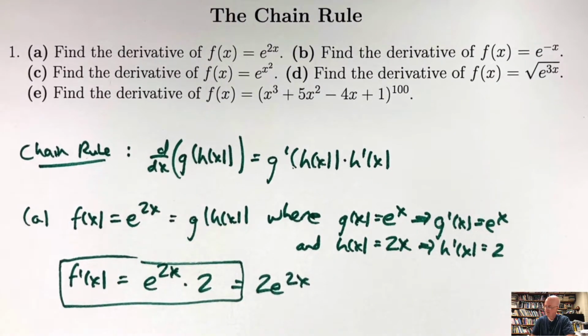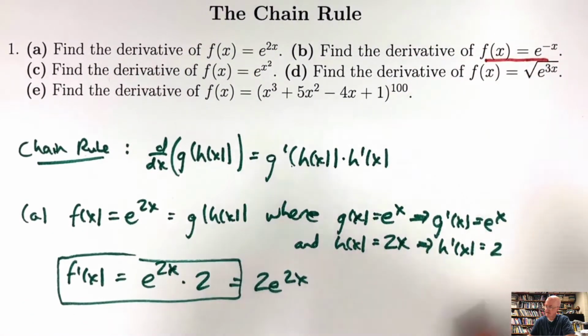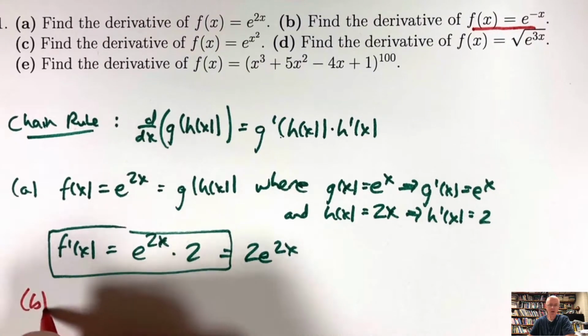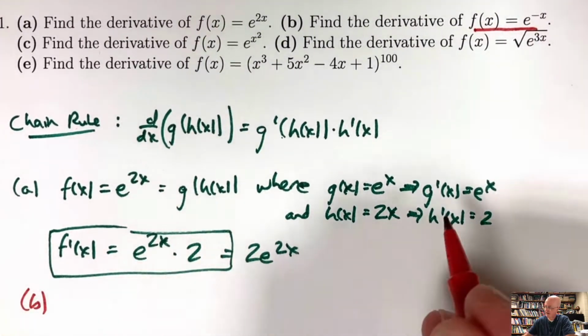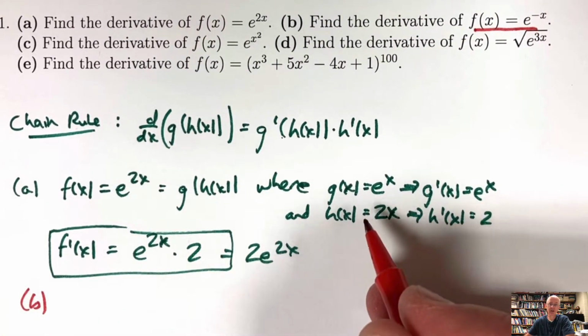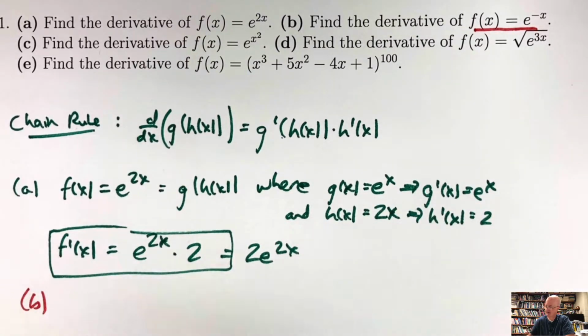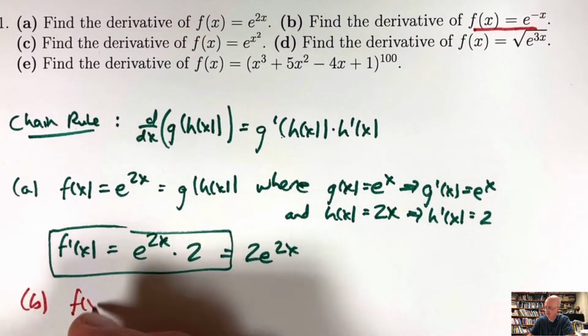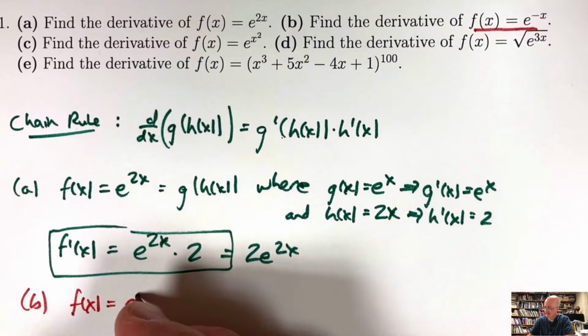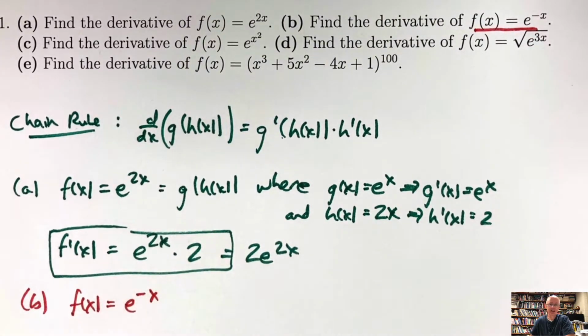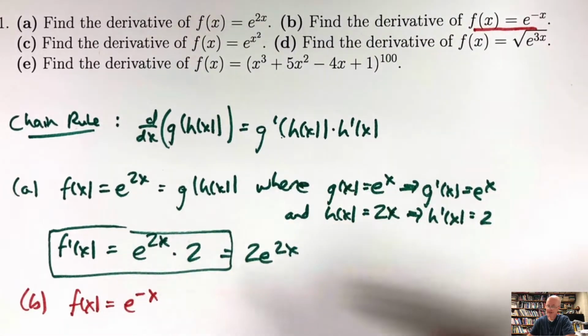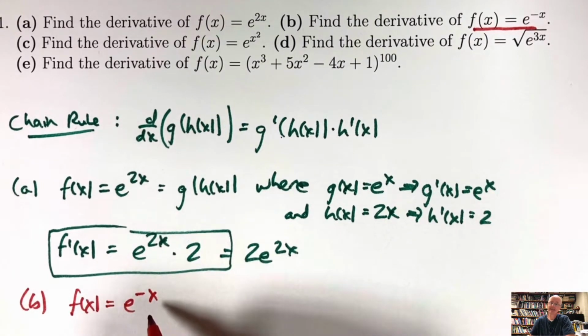In part B, it's a similar question. F of x equals e to the negative x. Let's go ahead and do the rest of these without writing out explicitly what g and h are each time. We'll just think about it. That is definitely the quicker way to go. F of x is e to the negative x. What is the inside function? What is playing the role of the h of x? What gets done first? That's negative x.